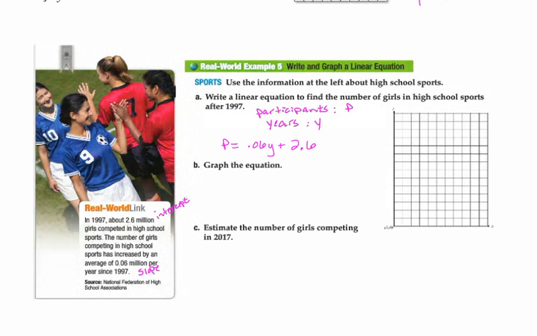Okay, now we're supposed to graph that equation. Going to be a little bit tricky with the numbers that we're dealing with, but let's go ahead and just do our years as 1.